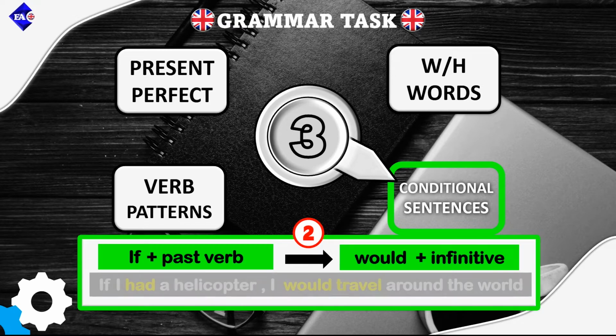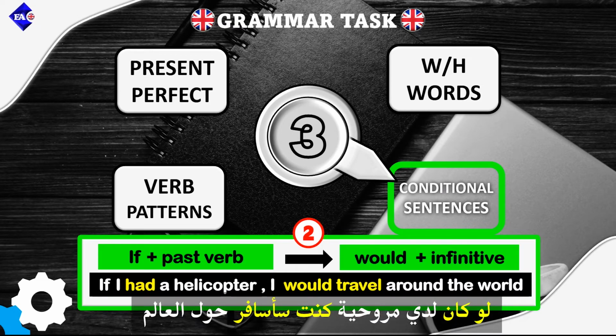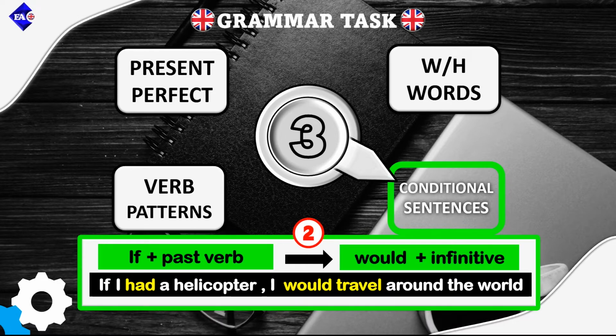If I had a helicopter, I would travel around the world. This sentence means that I don't really have a helicopter, and I'm just imagining how I would be able to travel around the world if ever I had one.